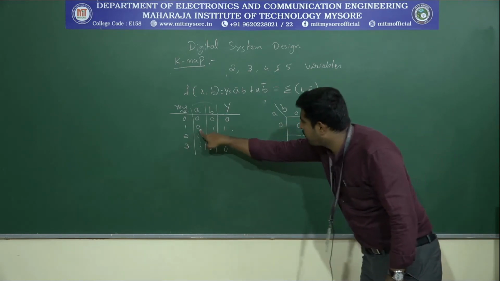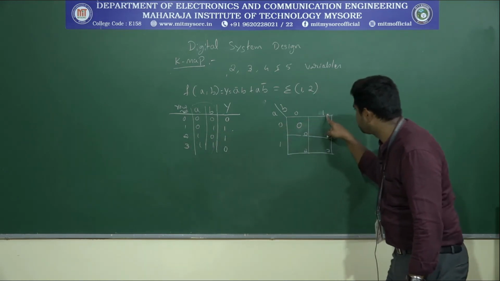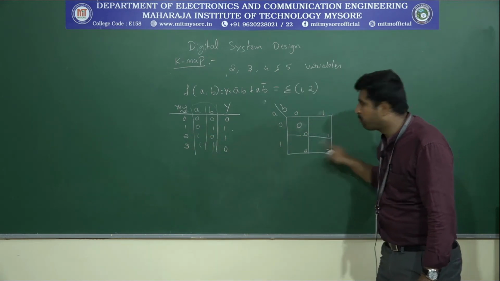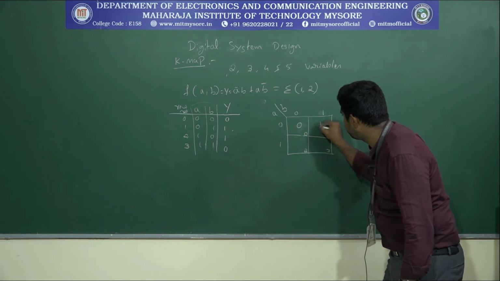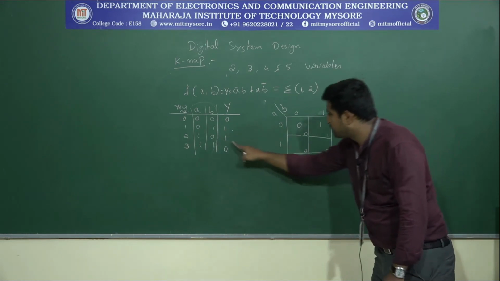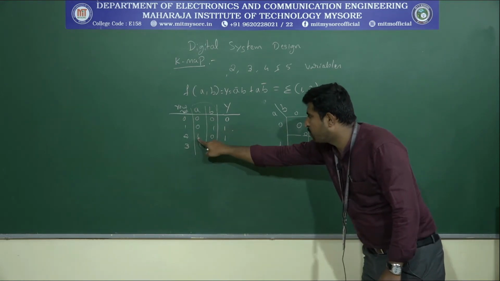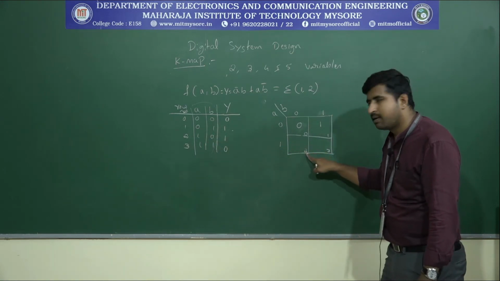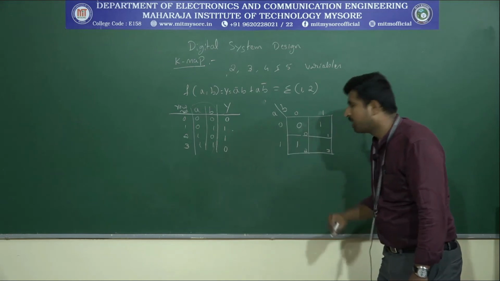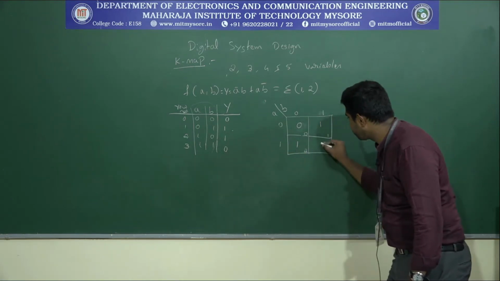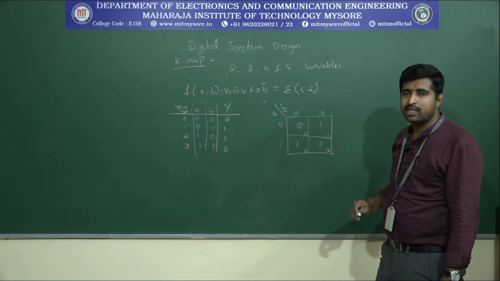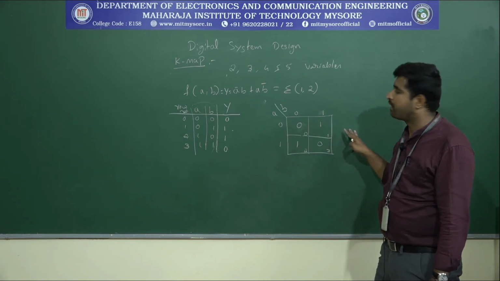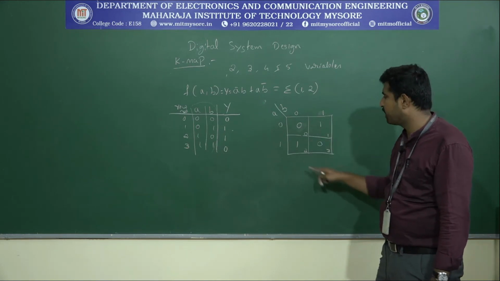Next, when the input is A bar and B, that means row number equals 1, that means cell number equals 1, the output will be 1. So this will be 1 here. And next, for the 1 0, the output generated is 1. So for cell number 2, the output will be 1, and for cell number 3, the output will be 0. So this is how we write the K map for two variables with whatever the given function.